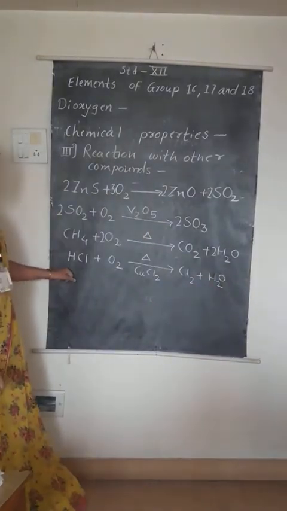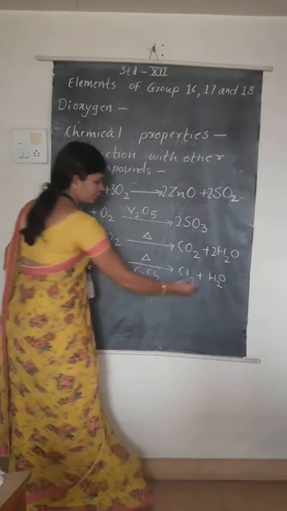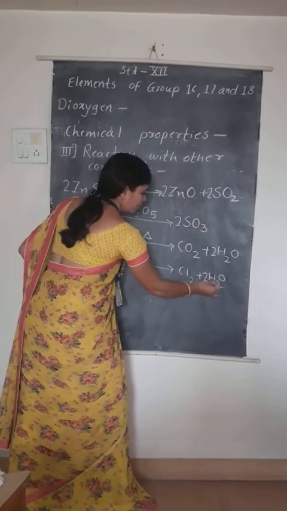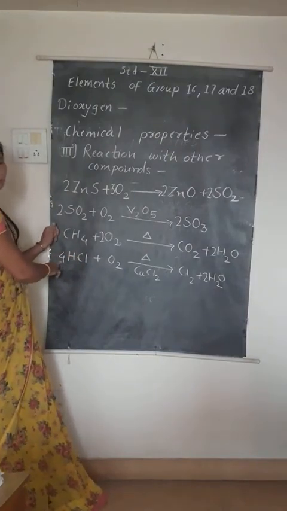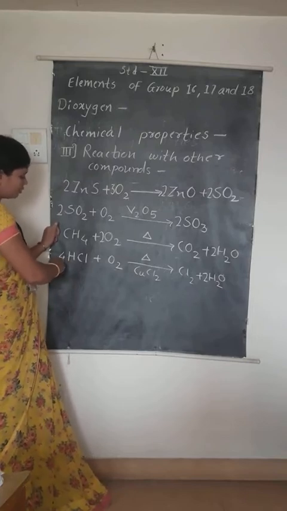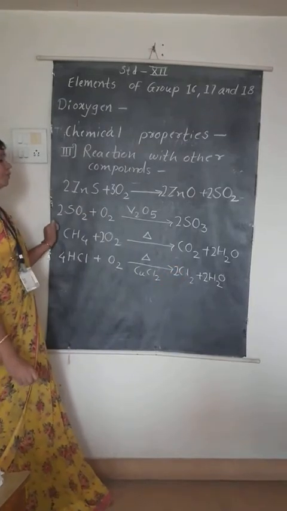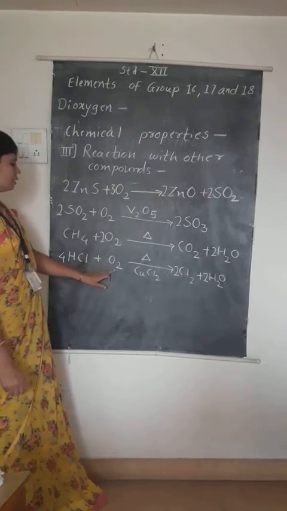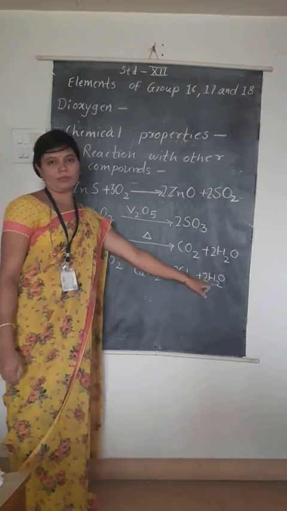Okay. Now to balance oxygen atoms, take the coefficient of water as a 2. 2 into 2, 4 hydrogen atoms. Here only 1 hydrogen atom. To balance the hydrogen atoms, take the coefficient of hydrochloric acid as a 4. Hydrogen atoms get balanced, but chlorine atoms, 4 chlorine atoms. Here only 2. So to balance the chlorine atoms, take the coefficient of chlorine as a 2. So when hydrochloric acid is reacted with oxygen, it gives the formation of chlorine and water.